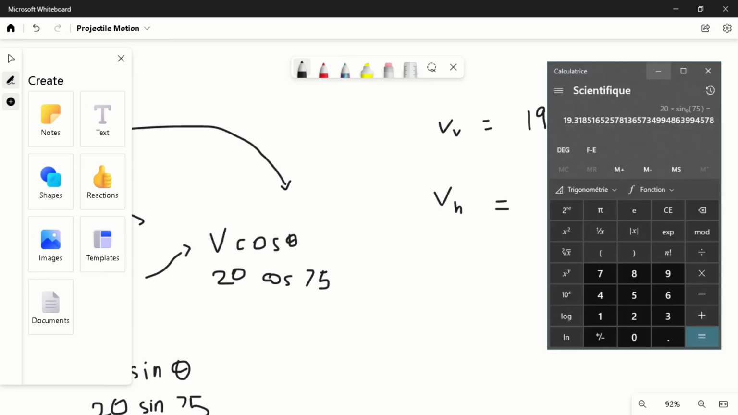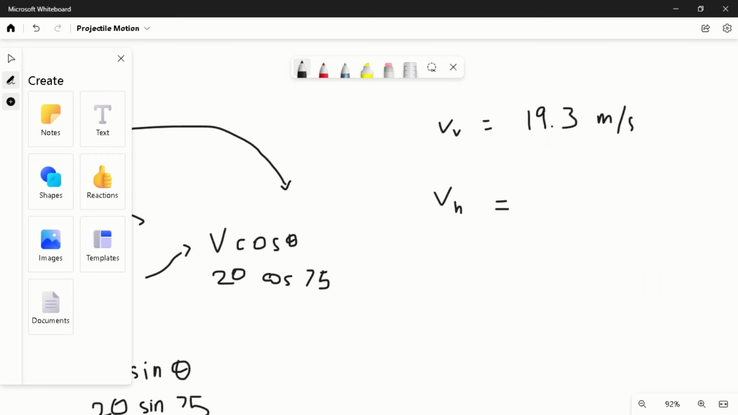And the horizontal velocity would be 20 times the cosine of 75. Wow, it's going really slow. Yeah, that equals 5.1. Actually, we'll go with significant figures, so 5.18 meters a second.